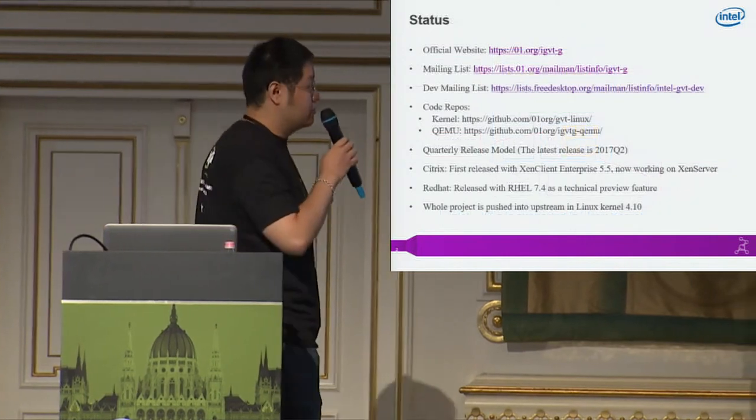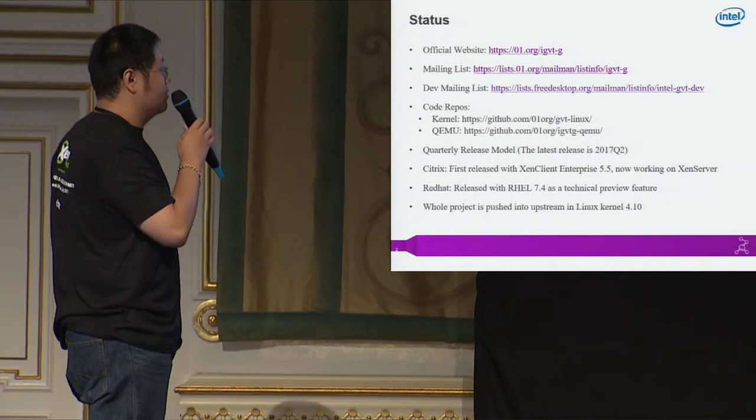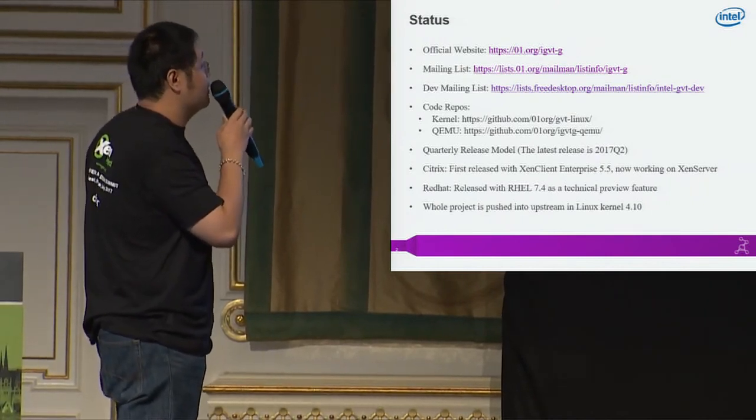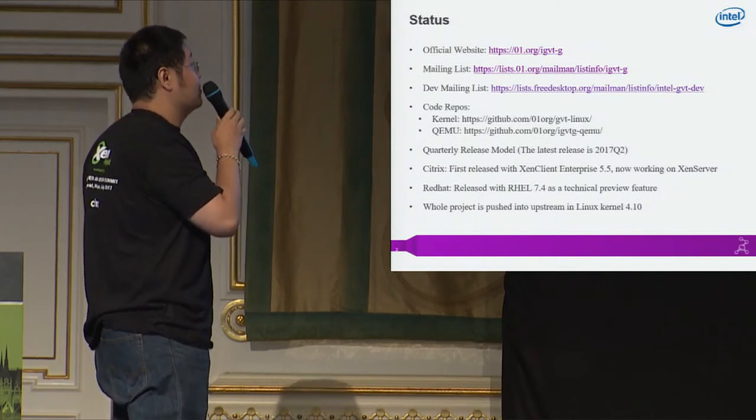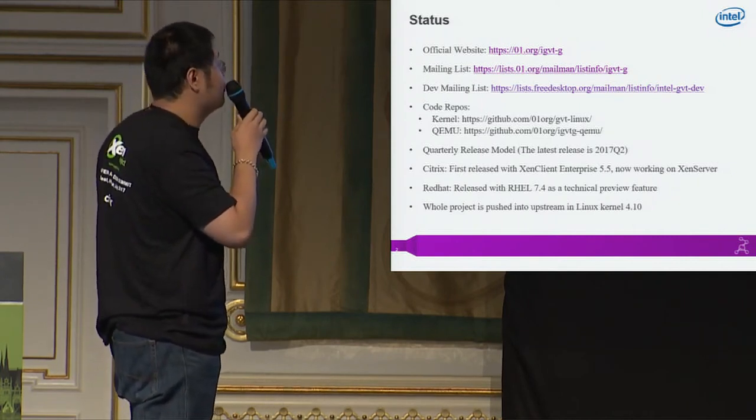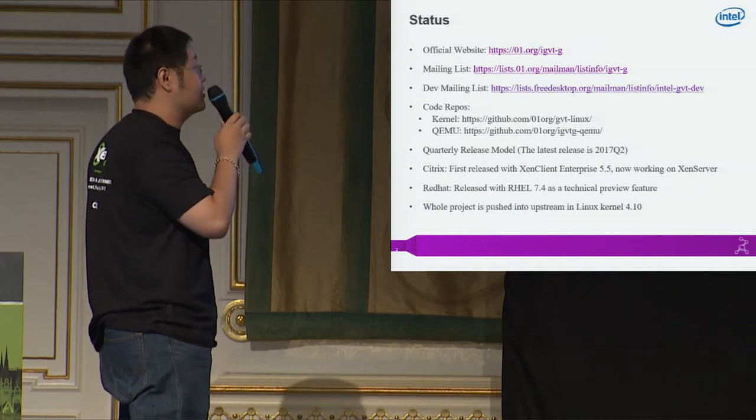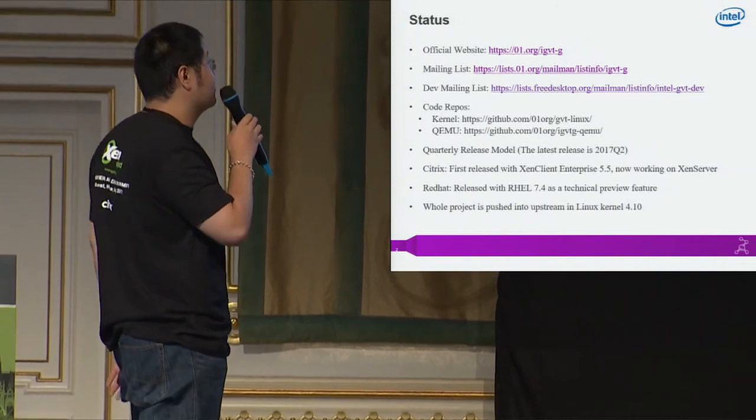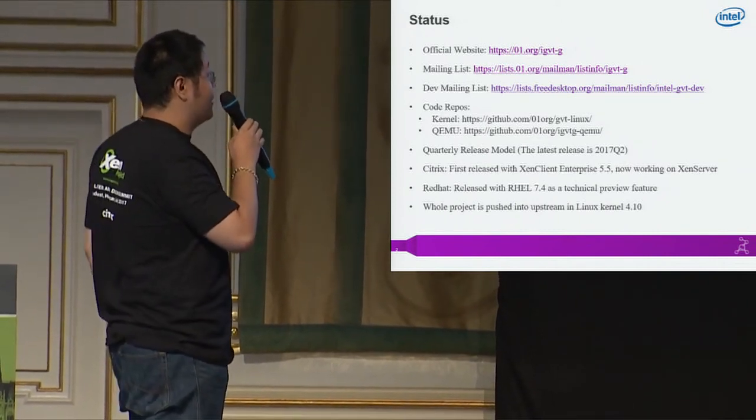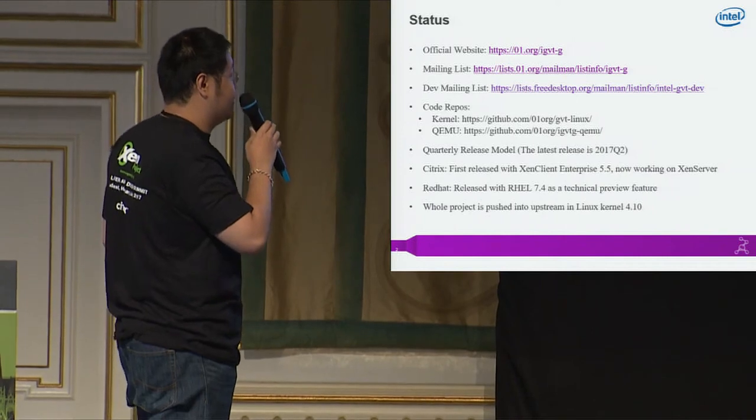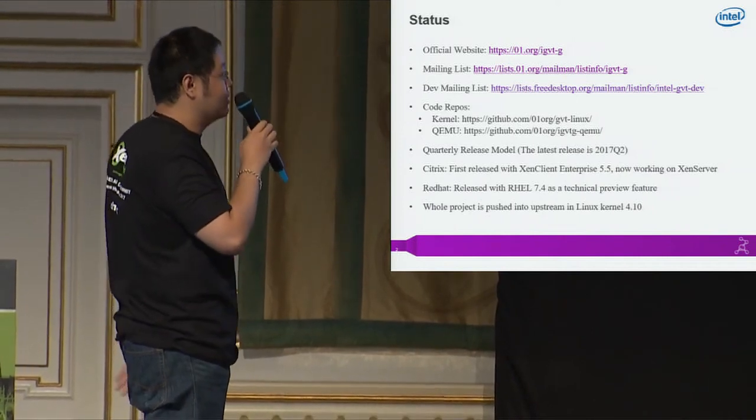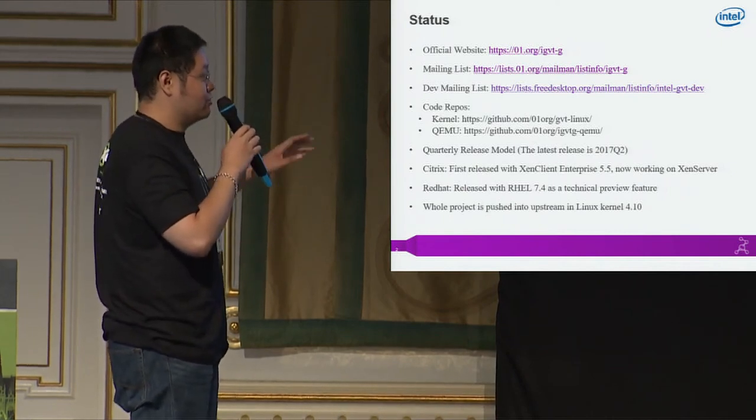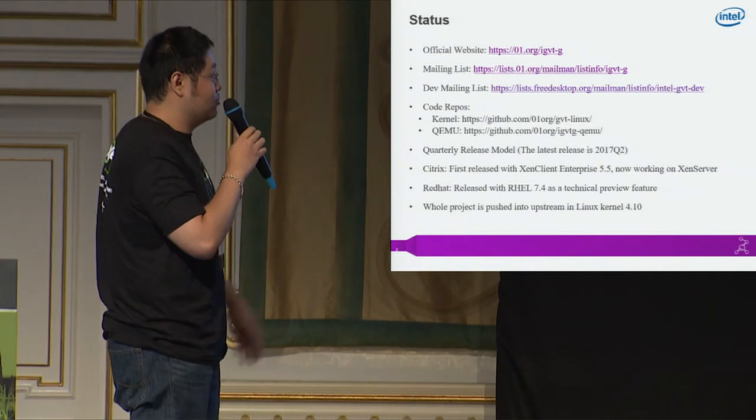First, let's take a look at our current status. As you can see, our official website is still on 01.org, and now we have a newly developed mailing list on freedesktop, and you are welcome to share your ideas and also patches. And the code repos have now been moved to GitHub, the GVT Linux repo, and the whole development process is just like the upstream i915 code development model.